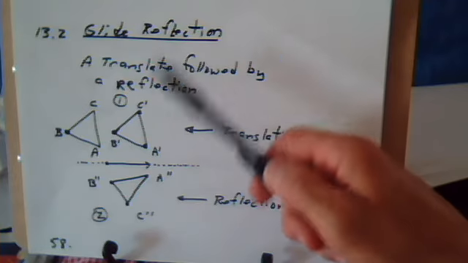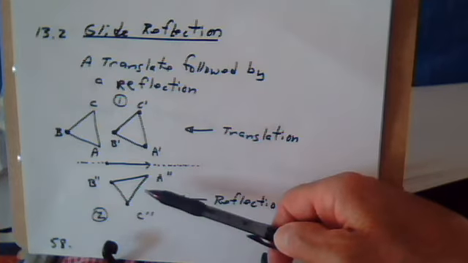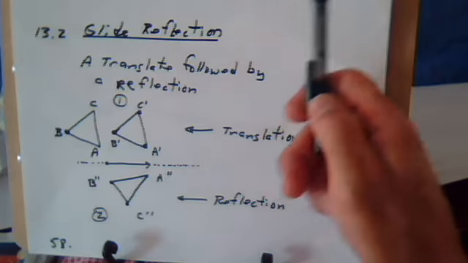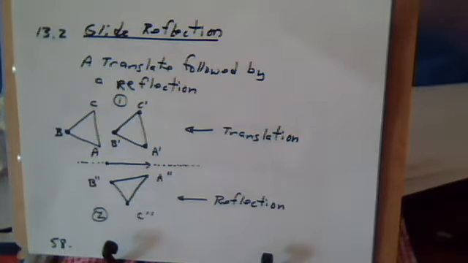Question: would we have gotten the same result if we had reflected and then glided? The answer is yes. The order doesn't affect the final result.